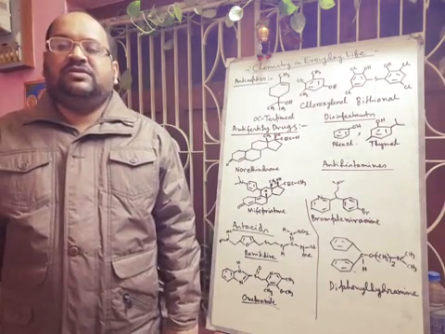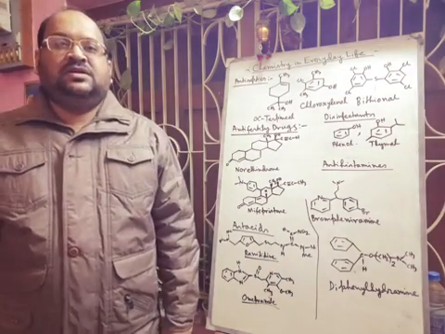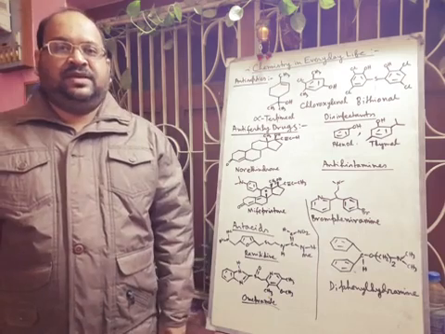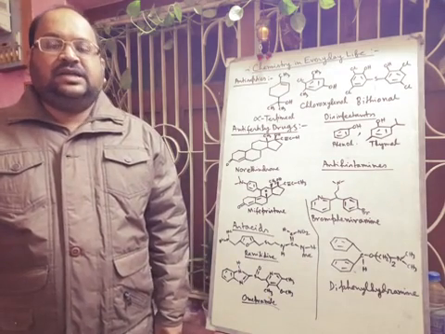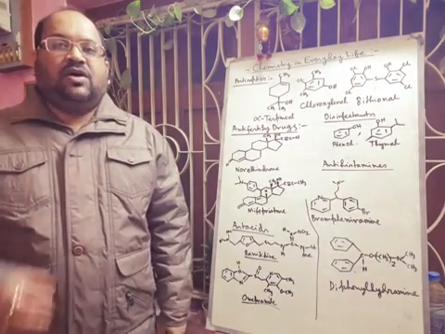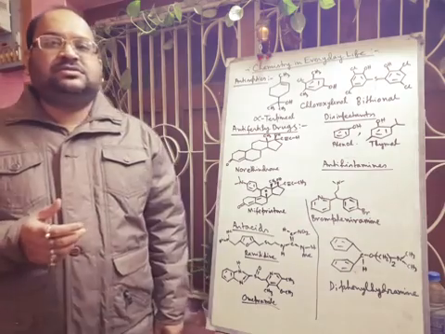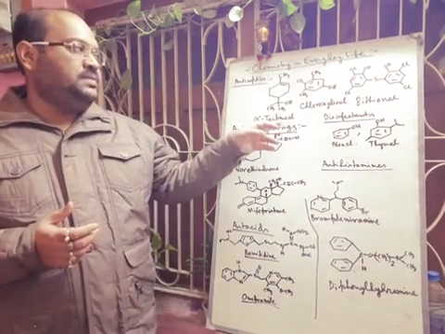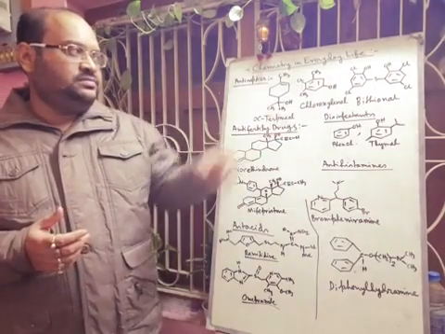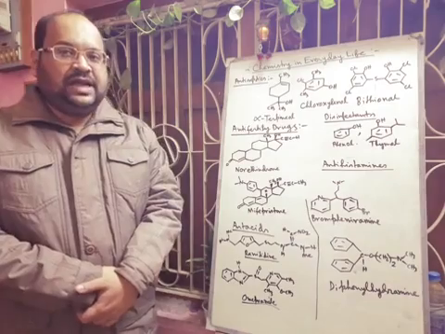Today I will continue the chapter Chemistry in Everyday Life. Today I will start from antiseptics. Antiseptics are those chemicals which kill or prevent the growth of microorganisms. Examples we can give are alpha-terpineol, chloroxylenol, biphenyl. So these are the antiseptics.